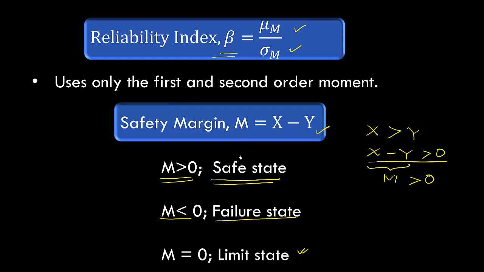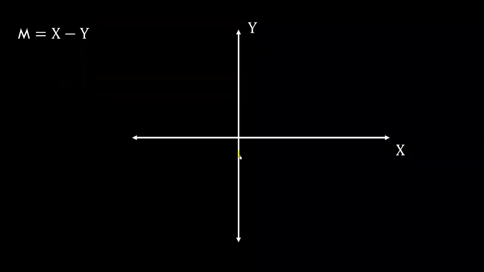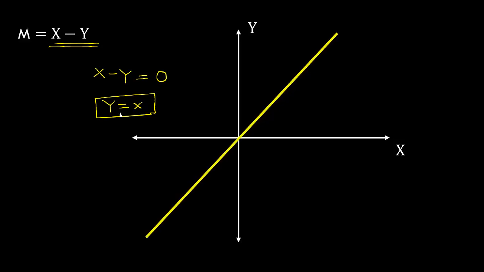So let us illustrate these three states using a graph. We have the safety margin M equal to X minus Y. Let us plot X, that is capacity, on the horizontal axis and Y, which is the demand, on the vertical axis. Considering the term X minus Y, let us consider the limiting case, that is the limit state, where X minus Y equals 0, or simply Y equals X. This is the equation of a line passing through the origin, so we can plot this. We will have this line. Now this is my limit state, that is M equals 0.